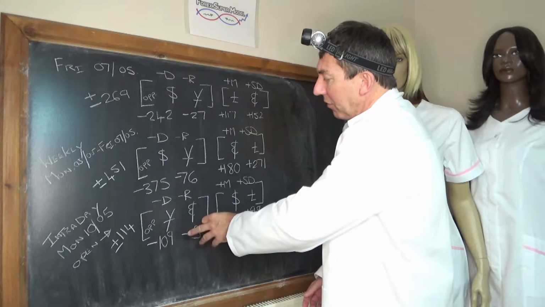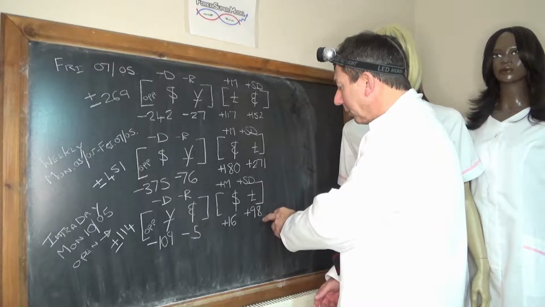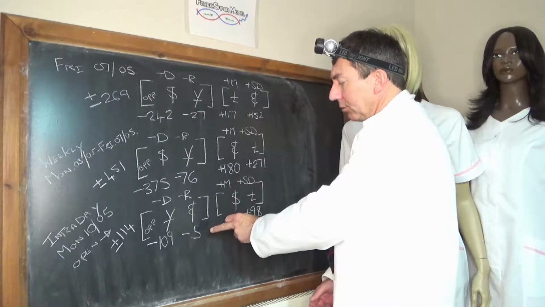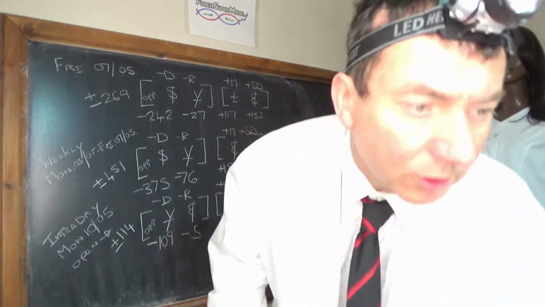Right, intraday then, this is what's been happening in the Asian session to about 15 minutes ago. We've got a negative opposed driver in the yen, minus 109. Front and back door flows mainly going into the pound at plus 98, into the dollar at plus 16, and the euro is the negative rock at minus 5. Activity plus or minus 114.